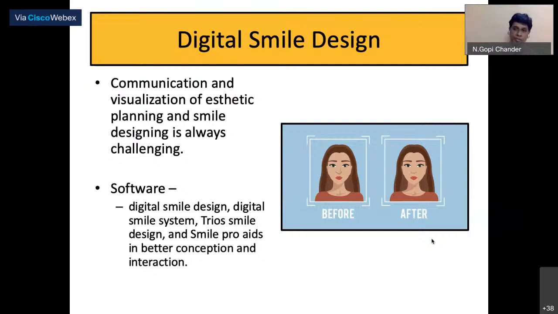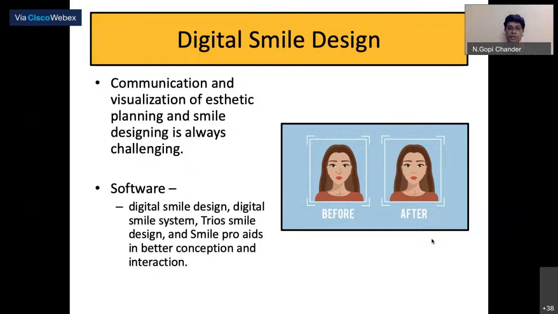It can be shown. Once he approves it, the system is such that you can now print it, mill it, and give it to the patients, or fabricate the restoration immediately and give it to the patients.